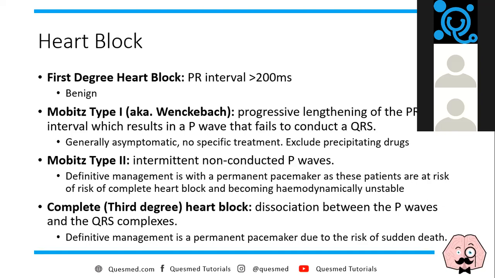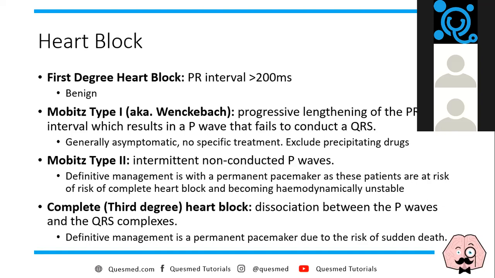Mobitz type 2. This is the second type of second degree AV block, where there's an intermittently non-conducted P wave. It's important to recognize that the PR interval is constant, and there may be no fixed pattern or fixed ratio, such as a 2-to-1 or a 3-to-1 block. It's usually caused by a failure in the conduction system, and in most cases there's a broad QRS. The only real definitive management for this is a permanent pacemaker, because with this rhythm patients are at very high risk of going into complete heart block and becoming very unwell.